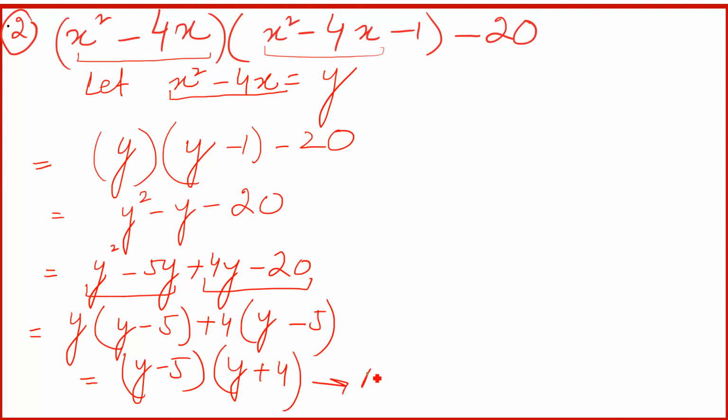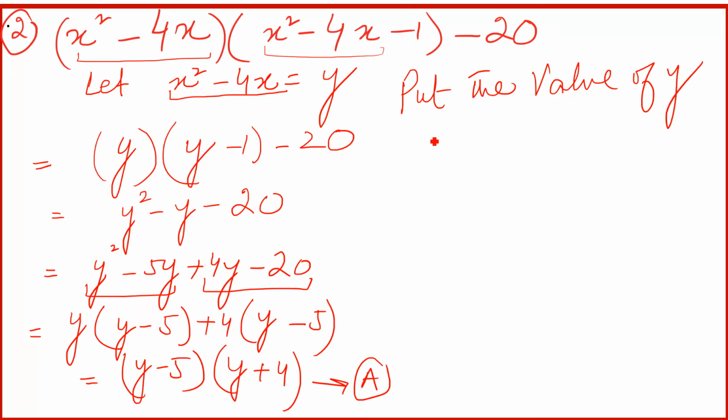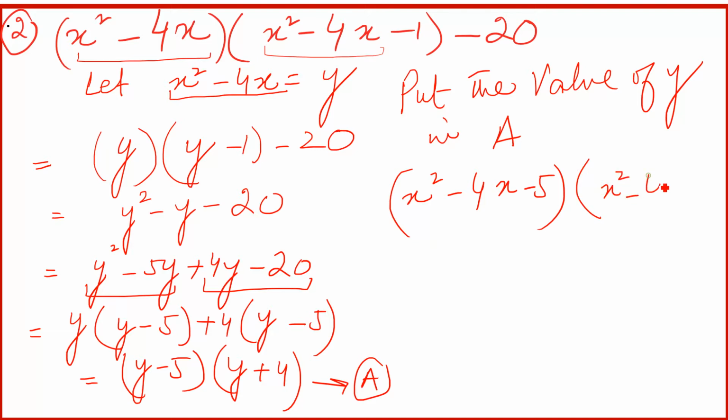Now write down here, put the value of y in a. I can write down for you. Put the value of y in a, and y is x square minus 4x. So wherever you have y, we will write x square minus 4x minus 5, this one, and instead of this y we can write x square minus 4x, and this positive 4 is still there because this is the value of y only. So this is your answer.